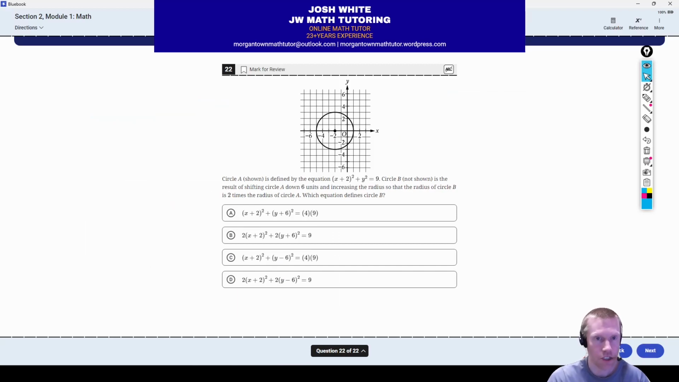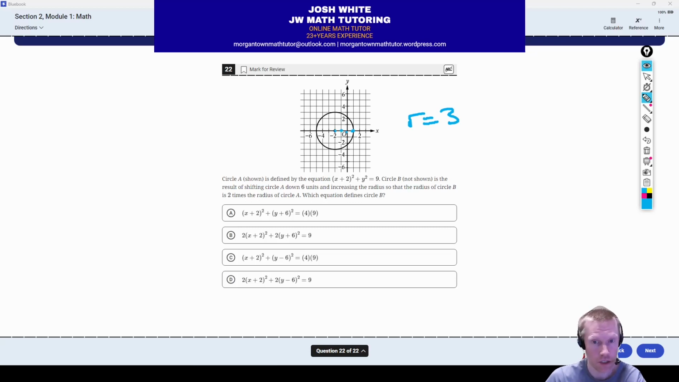All right, last question on Module 1, Digital SAT Bluebook, practice test number 6. Here we have a circle. It's shown. Now we have the equation for another circle that we want to find in the answer choices, where we take the original circle, we shift it down 6 units, and we also increase its radius. So a couple things. Radius of this original circle is 3. You can either get that just by counting. Notice, here's the center, 1, 2, 3.